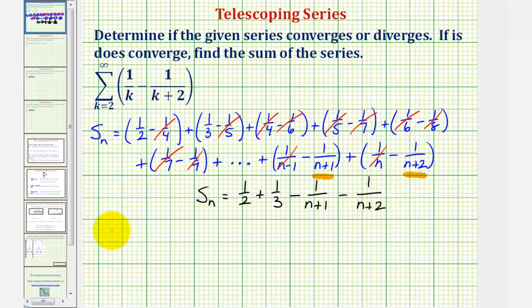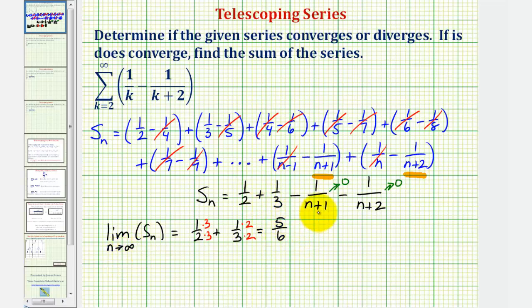So now we'll take the limit as n approaches infinity of the partial sum S sub n. And notice as n approaches infinity, for these last two fractions, the denominators increase without bound, and therefore the value of these fractions both approach 0. And therefore the limit of the partial sum is equal to 1/2 plus 1/3. So if we obtain a common denominator of 6, notice how we have 3/6 plus 2/6, which equals 5/6.